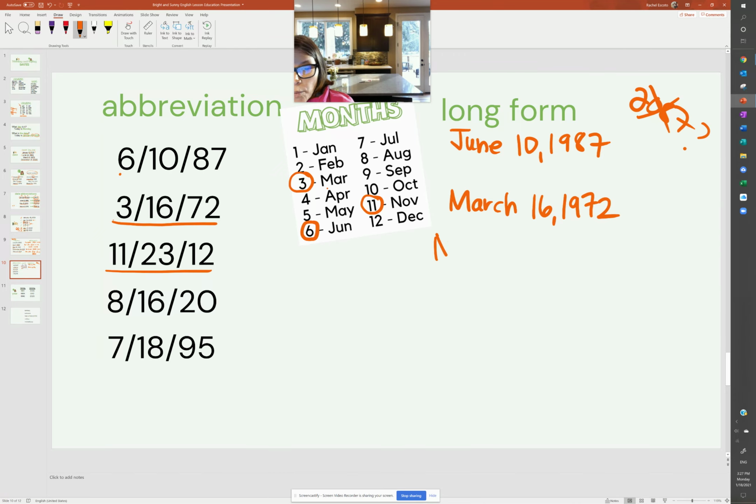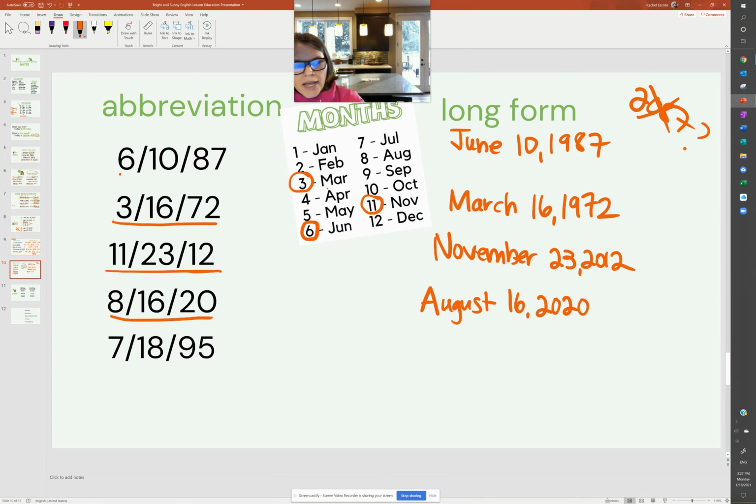How about this one? November. We would write November 23rd, 2012. How about this one? August 16th, 2020. And last one is July 18th, 1995.